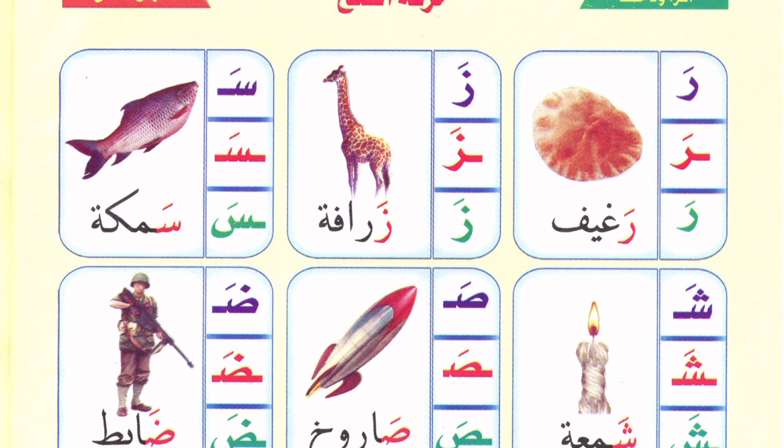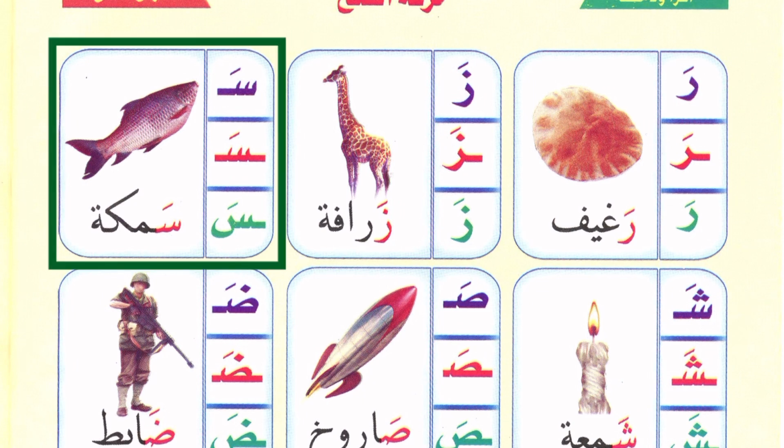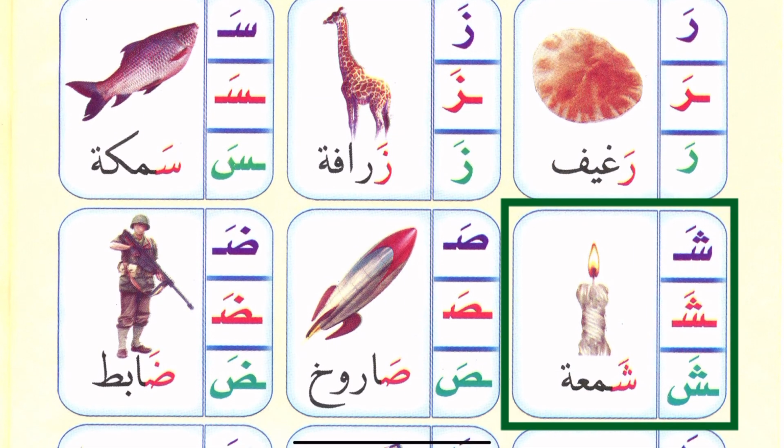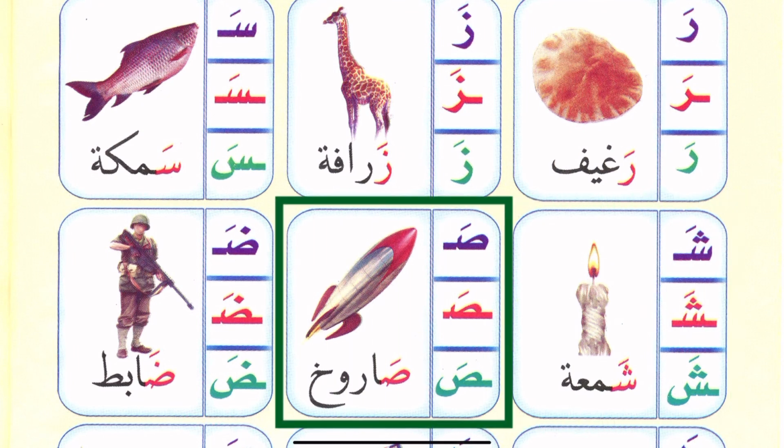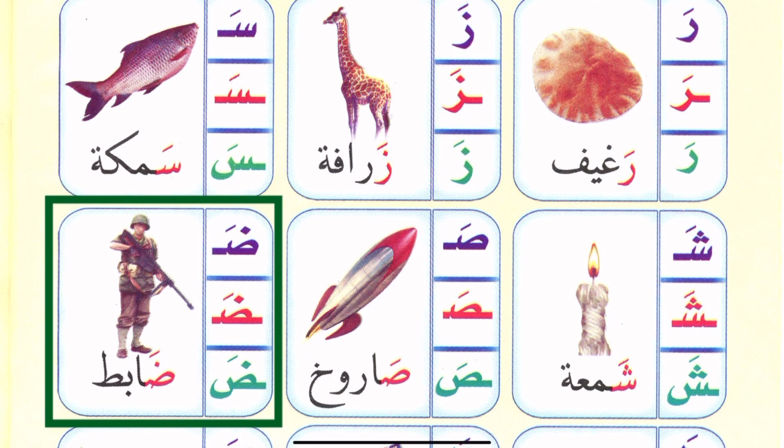Let's carry on. س س س سمكة. ش ش ش شمعة. صا صا صا صاروخ. ضا ضا ضا ضابط.